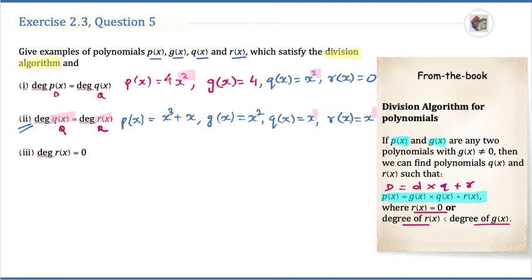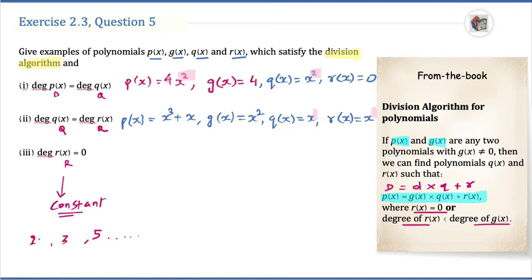Now let's go to part 3. This time there is no condition on anything other than the remainder. We're given that the remainder should have a degree of 0. Now this can happen when the remainder is a constant. The degree of any constant, 2, 3, 5, whatever, is always 0, because degree is really what? It is the power of the variable, right? The highest power of the variable.